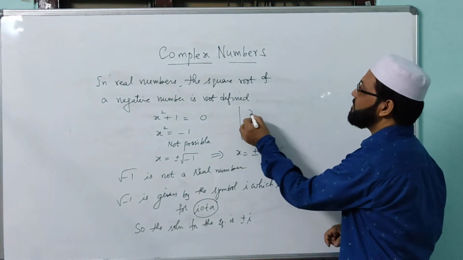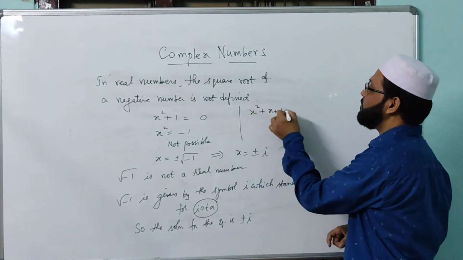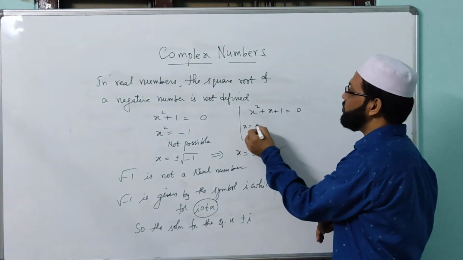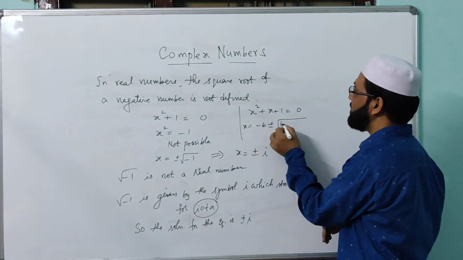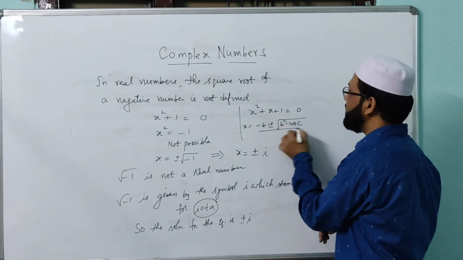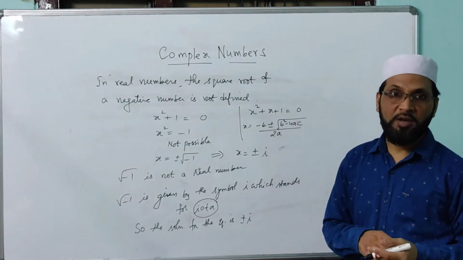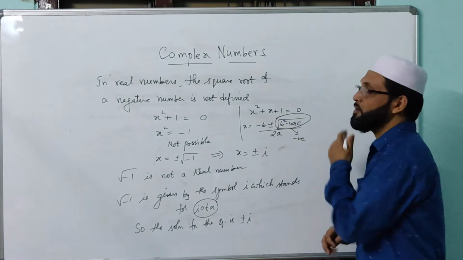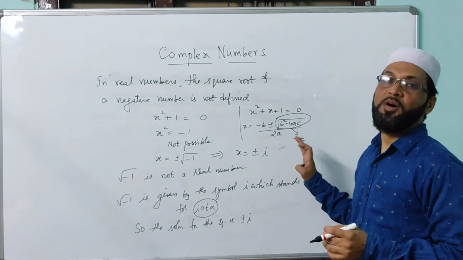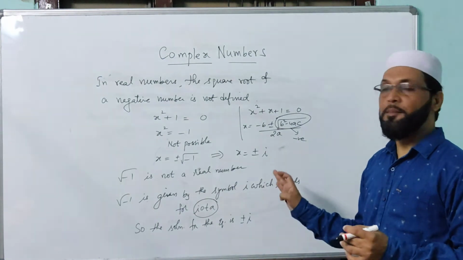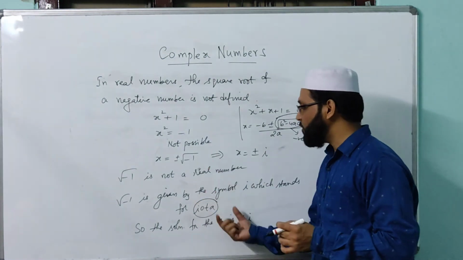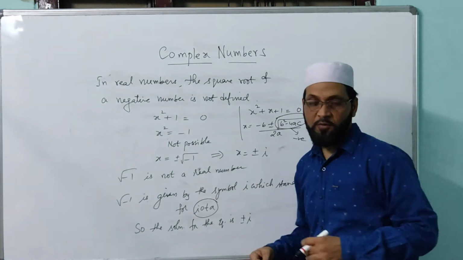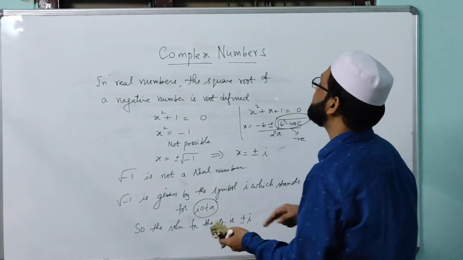Even equations like x square plus x plus 1 equals to 0, when we try to find the value of x using the formula minus b plus or minus under root of b square minus 4ac by 2a, the value inside the root will be negative. So to simplify completely, this concept of iota has come into existence. Now let us see what is actually a complex number.